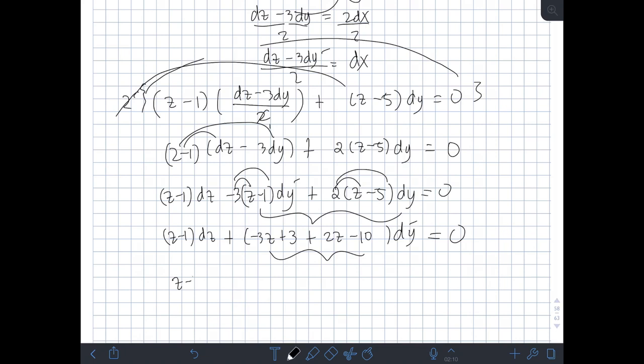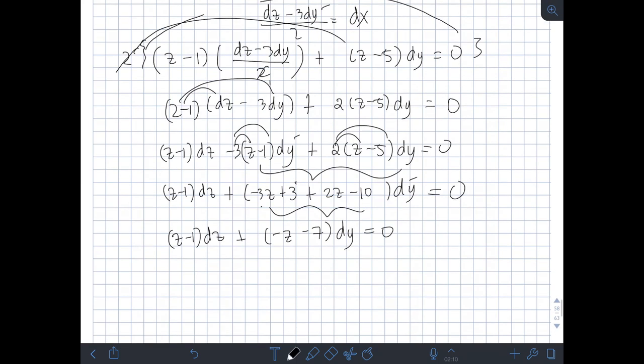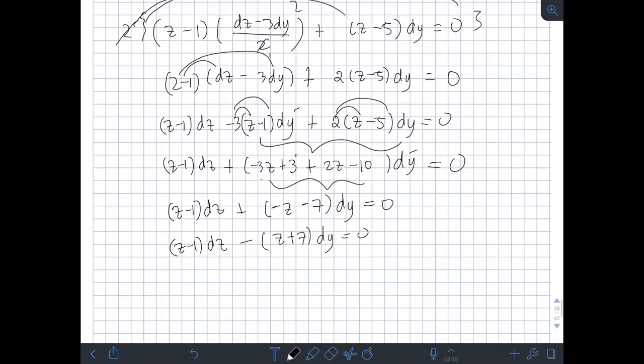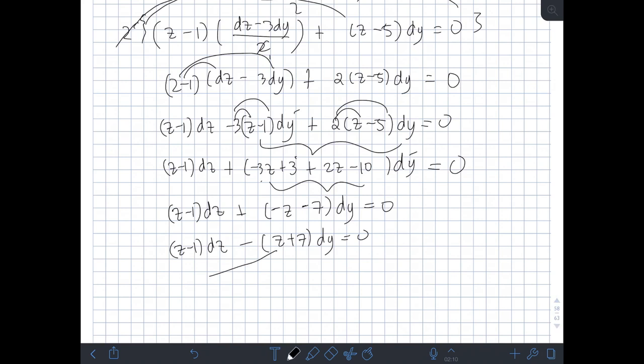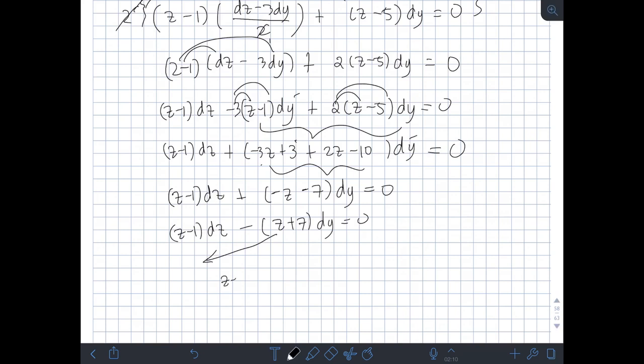So, (z minus 1) dz, plus negative 3z plus z is negative z, right? 3 minus 10 is negative 7. Then, multiply by dy. So, factor out ko 'tong negative, ha? So, magiging (z minus 1) dz minus quantity (z plus 7) dy na. Okay? So, ano napansin niyo? Separable na. So, cross-multiply ko na lang dito pababa 'tong si z plus 7. So, magiging (z minus 1) over (z plus 7) dz minus dy equal 0.